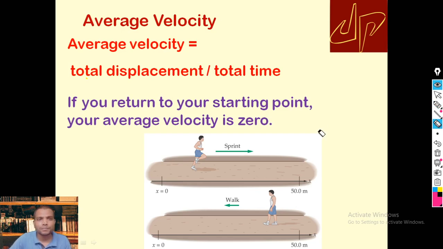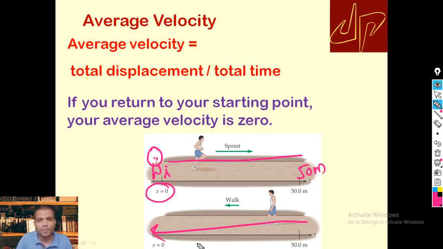Let us consider a case. The case is, if you return to your starting point. Suppose I started here, so this is my initial position at x equal to 0. I went all the way in the forward direction 50 meters, and on return I came back. So now this is my final position. In this case, what is my total displacement? Now my total displacement is 0, because where I started, there I reached.